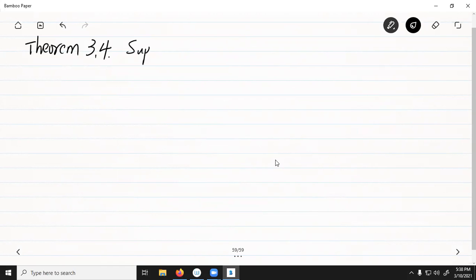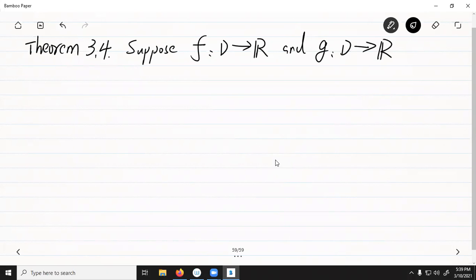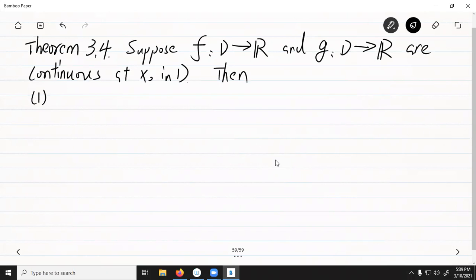So suppose f is a continuous function from R to D, and g is also a function from R to D. Both functions are continuous at x0 in D. Then this function f plus g is also from D to R, right? This function is continuous at x0.